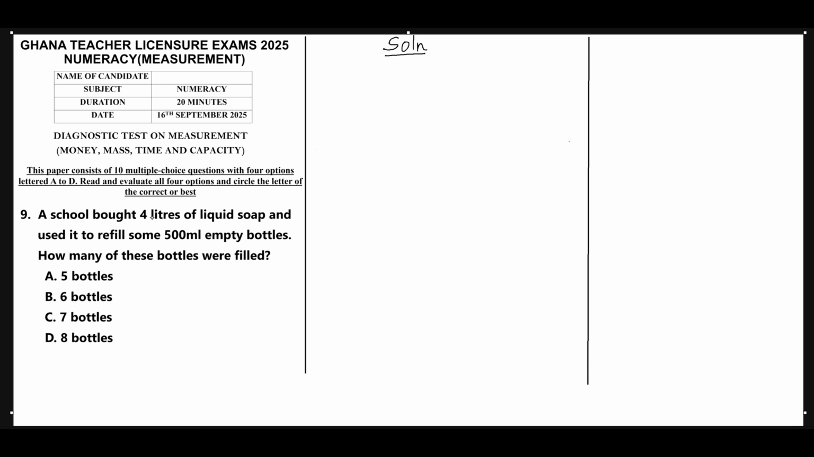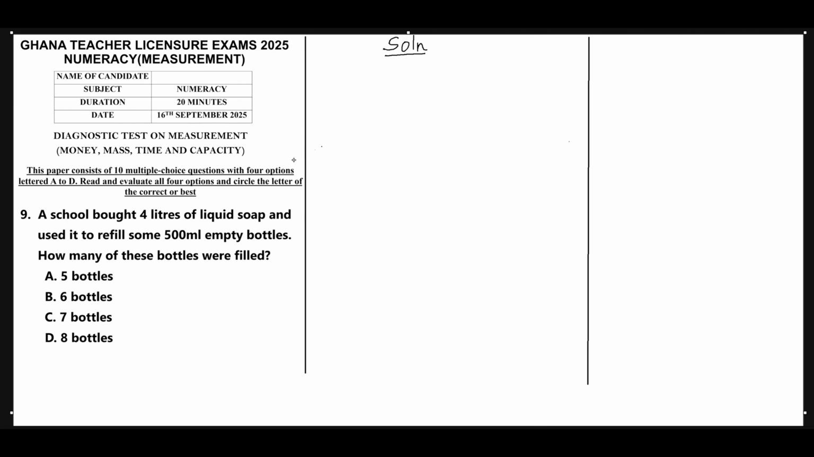Now, their goal here was to use the 4 liters of liquid soap to refill some empty bottles. So they had some empty bottles, but then the capacity of each bottle measured 500 milliliters. Now they have 4 liters of liquid soap. So how many of such bottles will they be able to fill?